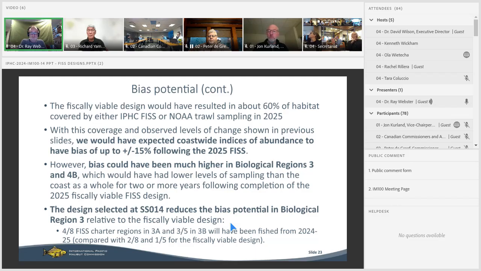So the design that was selected does reduce the potential for bias in biological region 3 relative to the fiscally viable design. This design that was chosen at the special session would sample 4 out of 8 FIS charter regions in 3A and 3 out of 5 charter regions in 3B over the period 2024 to 2025, because we're sampling complementary regions across those 2 years, compared to just 2 out of 8 and 1 out of 5 for the fiscally viable design, because some of those regions were sampled twice over the 2-year period. So it's certainly an improvement over the fiscally viable design, but there's still large gaps in coverage and a risk of bias.